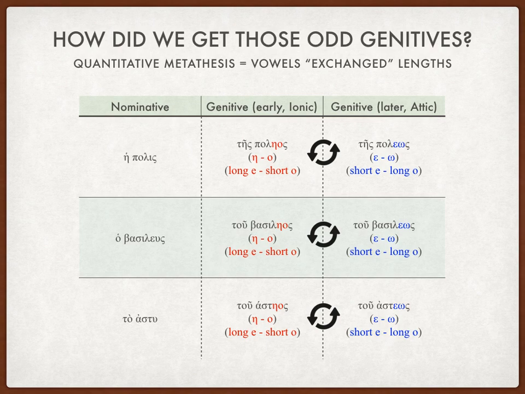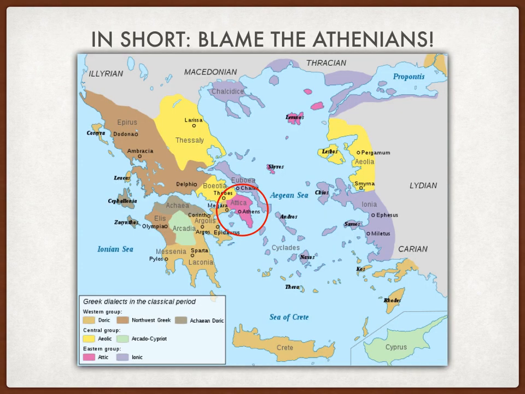As long as you can remember that this is just a slight change in the vowels, this is all perfectly regular third declension with just a little twist to the genitive. So, again, in short, just blame the Athenians. It's a refrain we've come back to again and again in this course.